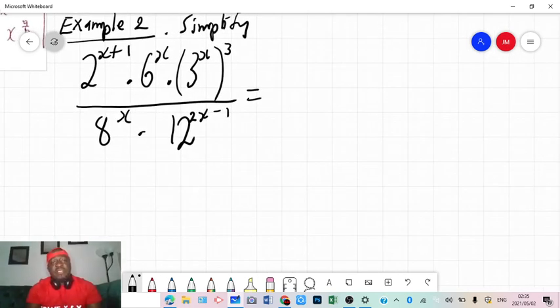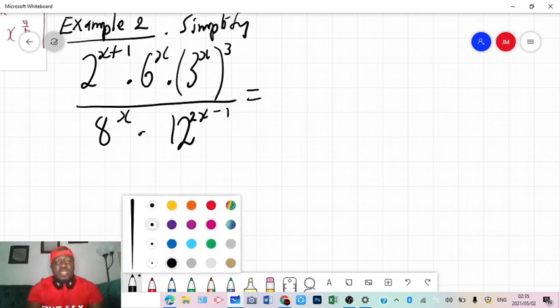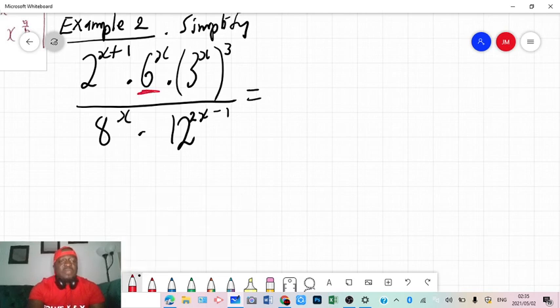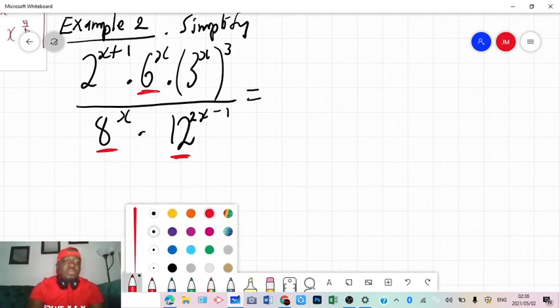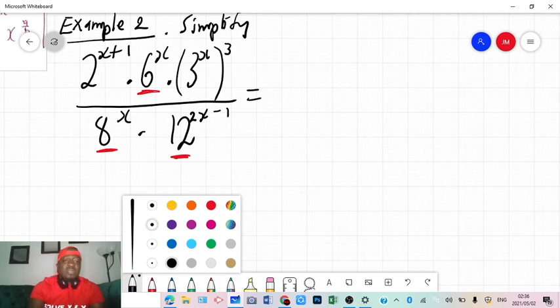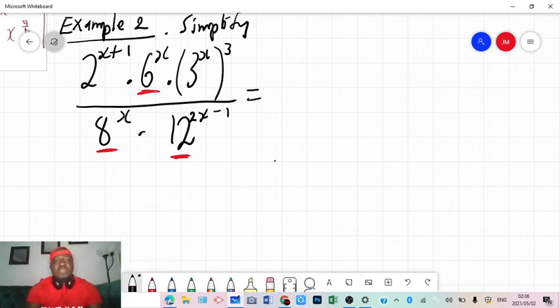When you have this kind of question, the approach must also be to simplify the bases that are not prime numbers, all of them to prime numbers. So at the end of the day, if you have any prime numbers that are the same, you can apply the law. Hence, I've highlighted 6, 8, and 12 to work on. Look out for factors of these numbers that are prime numbers. So I'll maintain my 2 to the power x plus 1 because 2 is a prime.